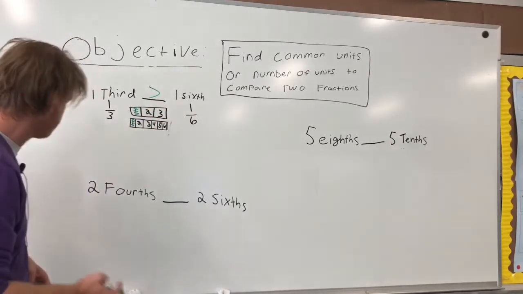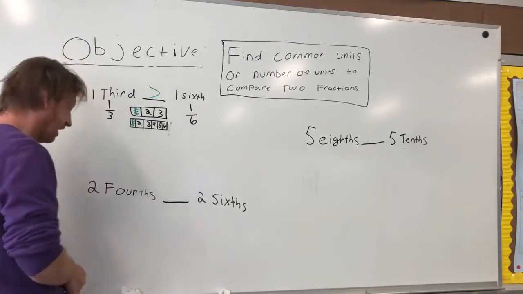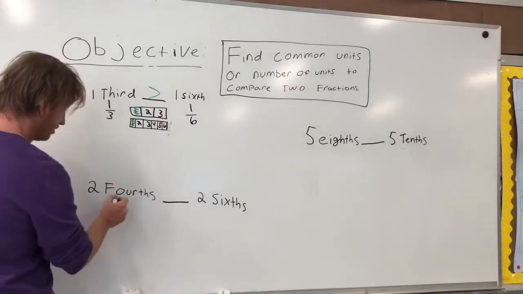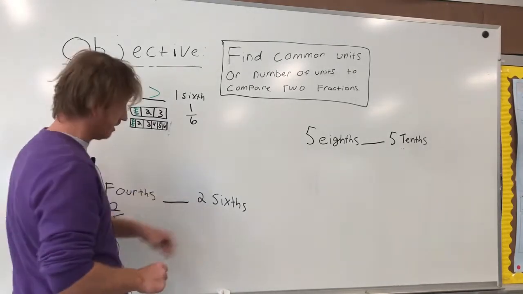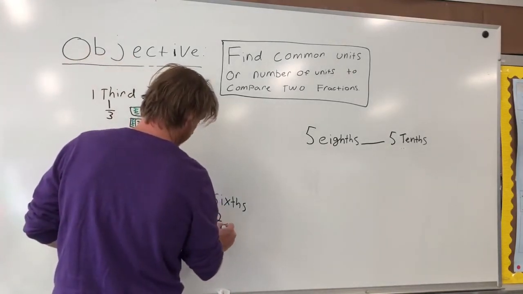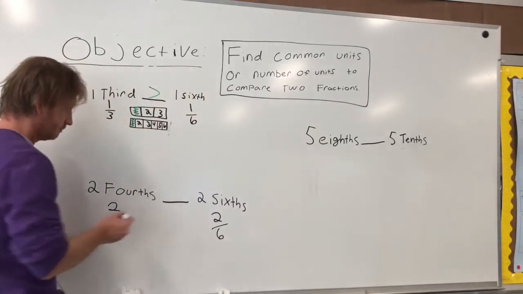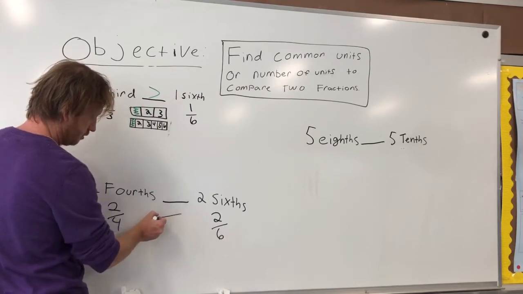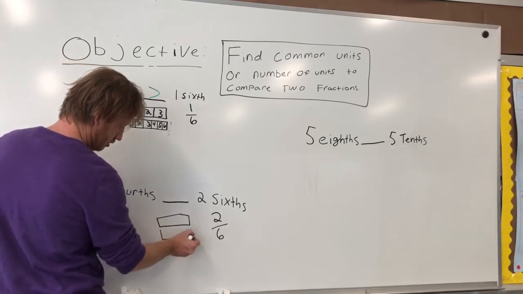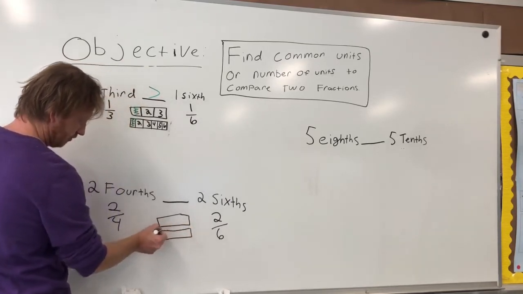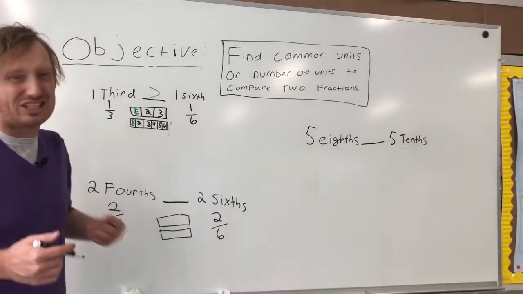Let's try another one. Down here we have 2/4 and 2/6. So again, the first thing I'll do is 2/4 is 2 over 4. And 2/6 is 2 over 6. Now again, I'll draw my pictures to help out. So the first one, and the second one. And again, I know they're not exactly the same size, but they're pretty close, and we can definitely use them.